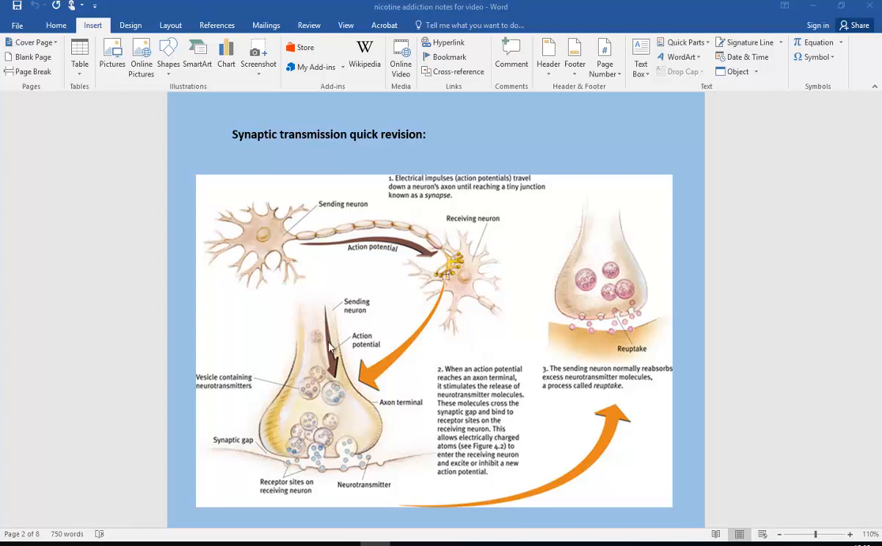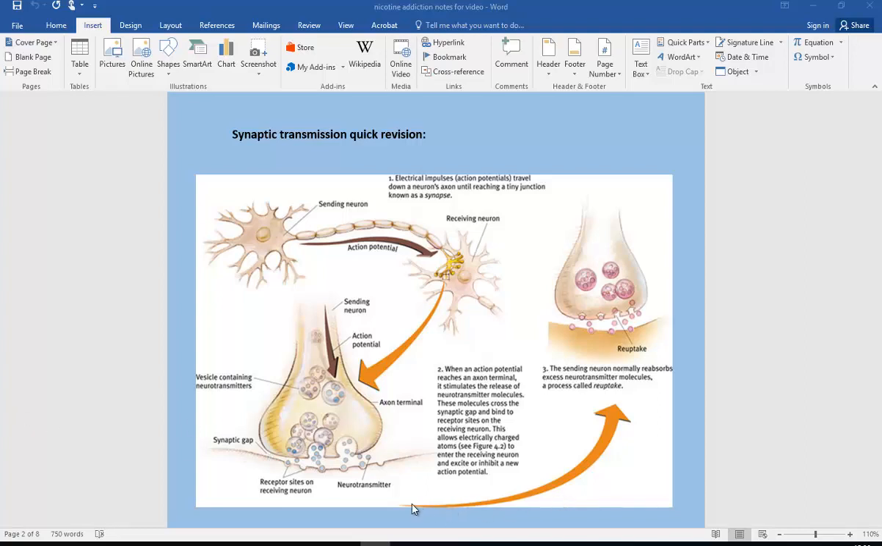The electrical impulse forces the membrane of these vesicles to fuse with the axon terminal membrane, forcing the neurotransmitters into the synaptic gap, where they diffuse across the gap and are taken up by very specific receptors that act like a lock and key. So only certain receptor sites will be able to receive certain neurotransmitters.